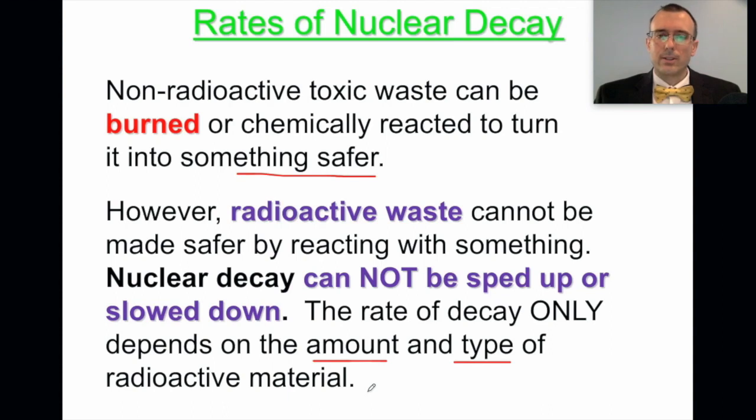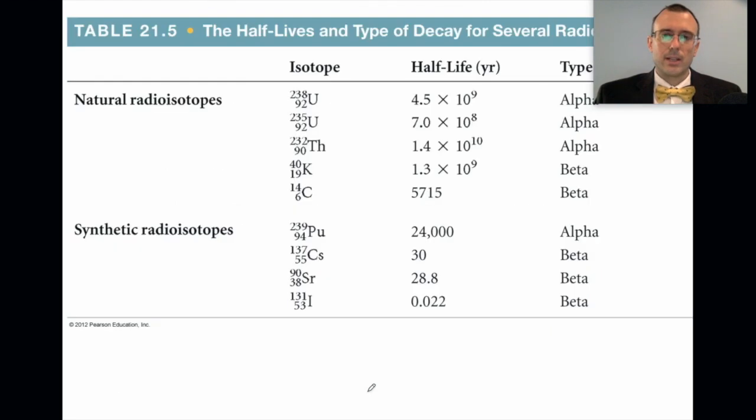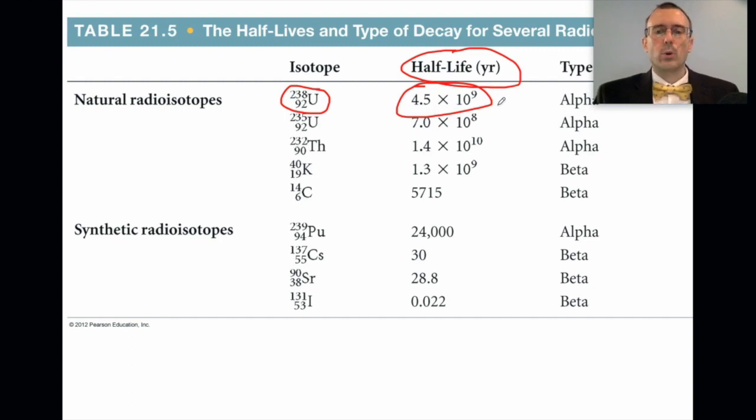So, the way that we can understand this fixed rate of decay of radioactive materials is something known as the half life. A half life is a constant for a particular radioactive isotope. So if we look at, let's say, uranium 238, which is the most common form of uranium on Earth, it has a half-life of 4.5 times 10 to the ninth. That's 4.5 billion years. So it takes 4.5 billion years for half of the amount of uranium 238 in a substance to turn into something else.